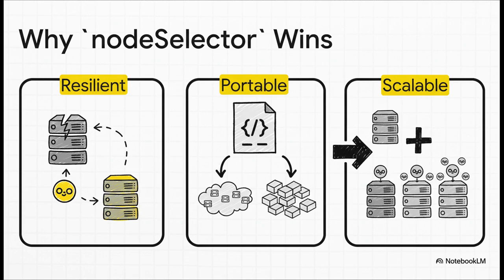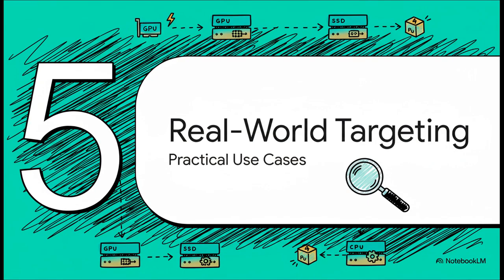So let's just recap the big wins here. It's resilient because the scheduler can always find a new home for your pod if a node fails. It's portable because your YAML files aren't tied to some specific cluster's hardware names. And it's totally scalable. You need more capacity? Just add more nodes with that label and the scheduler starts using them automatically. No config changes needed.